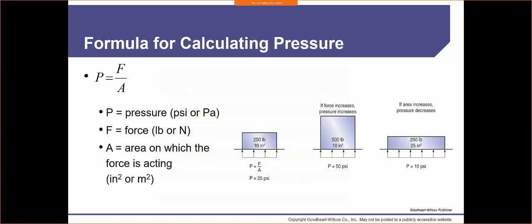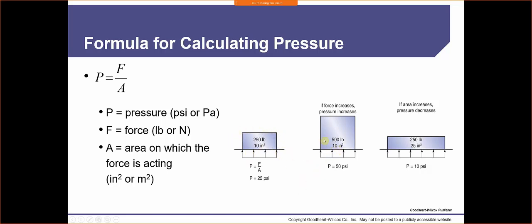So we have a formula for calculating pressure. Pressure equals force over the area on which the force is acting. We have a couple of diagrams off to the right illustrating how this is calculated. We have 250 pounds over 10 square inches, so pressure equals 25 psi. We're exerting 25 psi with this rectangular object.